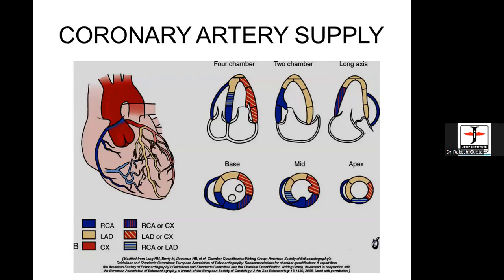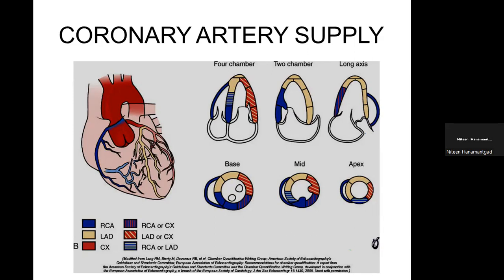Correct. So let's remember both. Let's remember the segments which are there in the machine, so that everybody looks at the machine and knows this is anterior, inferior, posterior, lateral. Okay, sir, I got it.